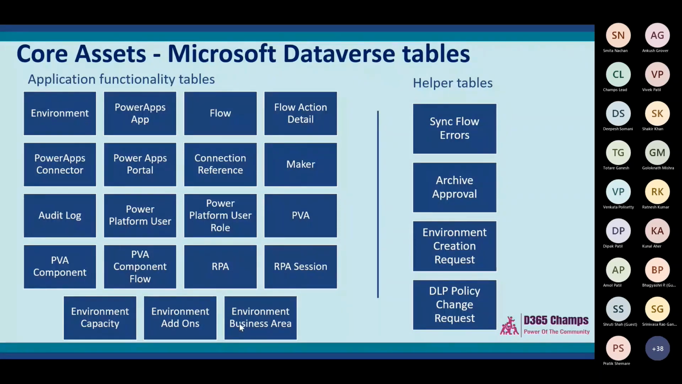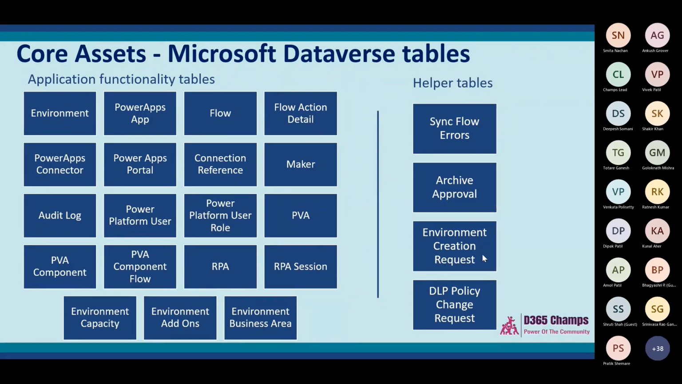At the same time, we have three specific tables for the environment, including the capacity table, which stores the capacity information for your environment. Then we have an add-ons table which stores the add-on information for your environment, and lastly the business area table, which represents the owning business area for your environment.